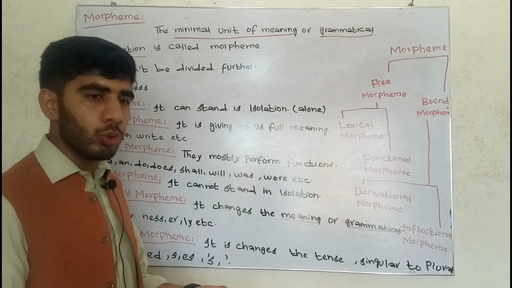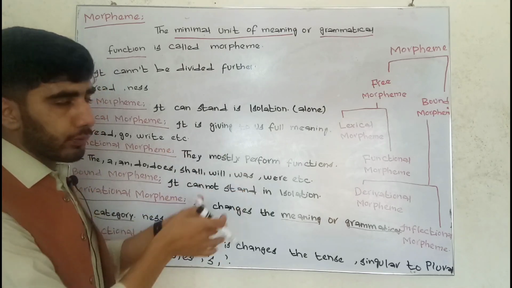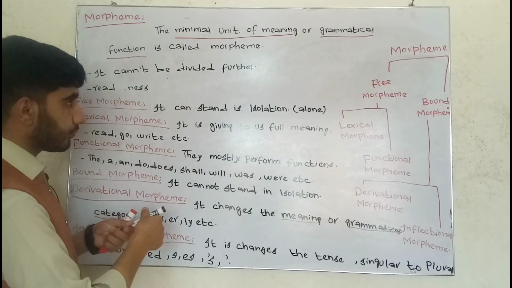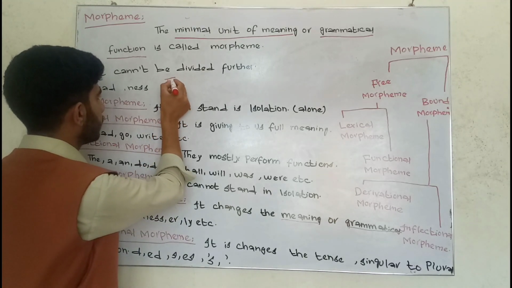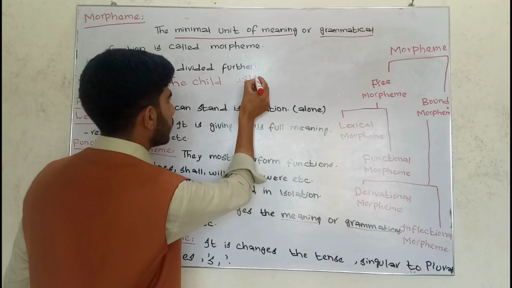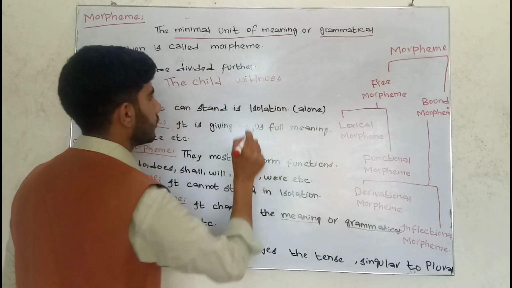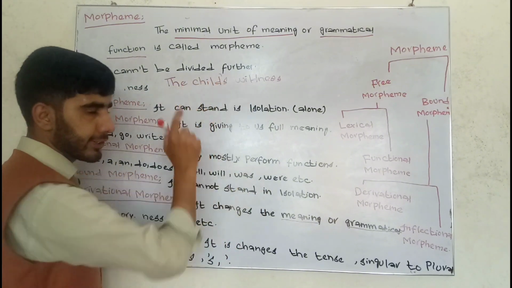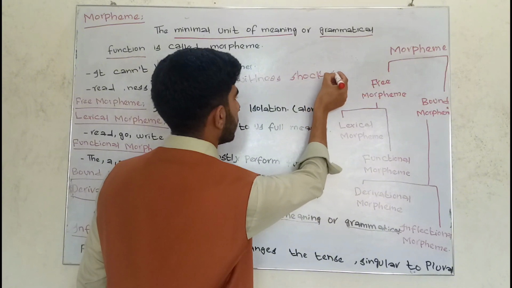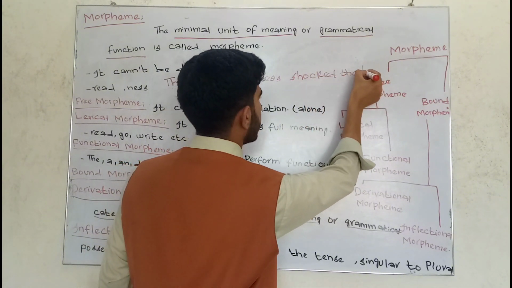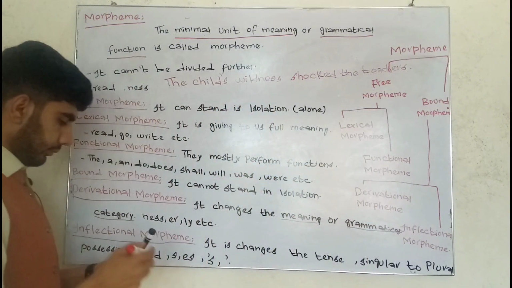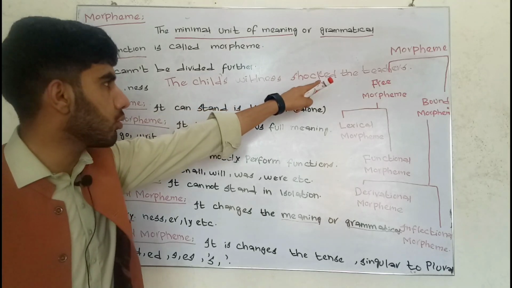Okay, now I'll give you one example. Within this one example, all the morphemes will be present. For example, the child's wildness shocked the teacher. The child's wildness. It means the wildness of the child shocked the teacher. Shocked the teacher. The child's wildness shocked the teacher.